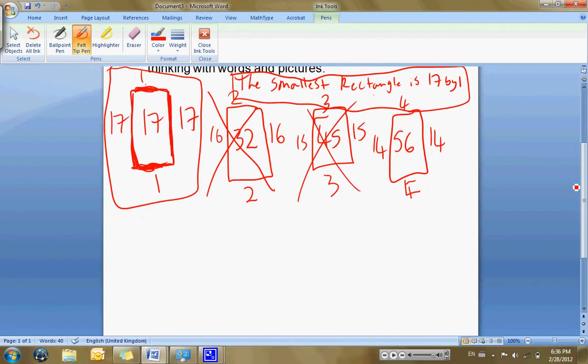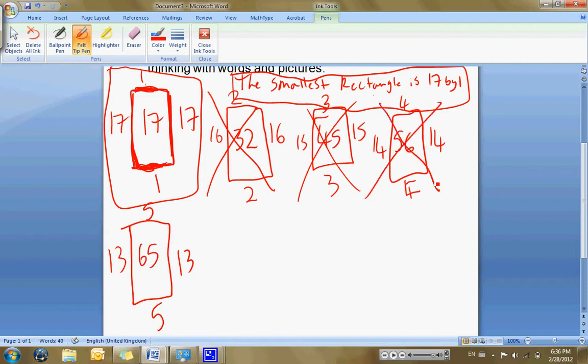So let's go again. Now it's 5 and 13. We do the formula, base times height. 13 times 5 is 65. So now this is not the largest. We can go on. 6 and 12. 6 times 12 is 72. Now this is not the largest.